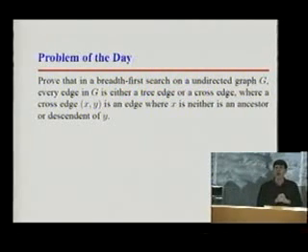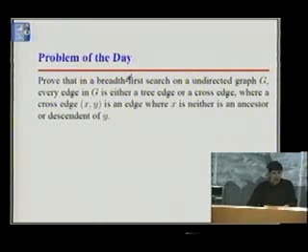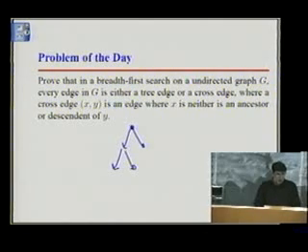So here, let's get to the problem of the day. We've been talking about breadth-first search on a graph. My problem of the day had to do with how the edges break down in breadth-first search, and we've actually talked about some of this today. It says, prove that in the course of a breadth-first search on an undirected graph, every edge is either in the tree of discovery or it is a cross edge, where a cross edge is an edge to somebody who is not an ancestor or a descendant of me. So let's think about it.